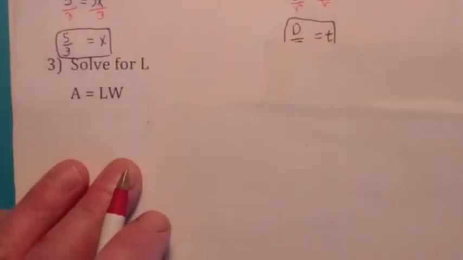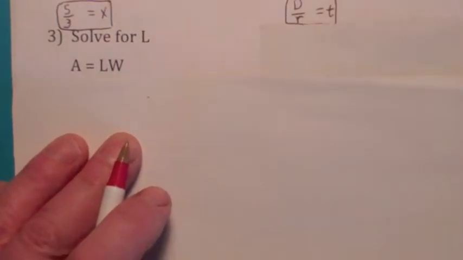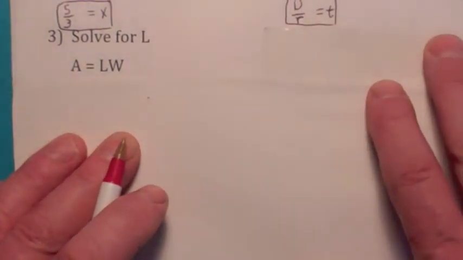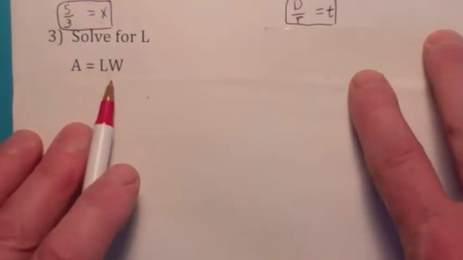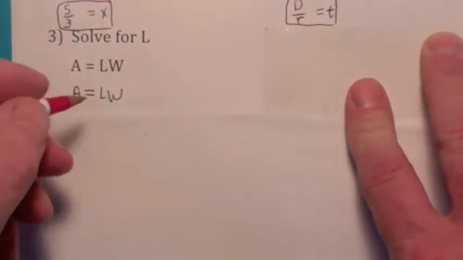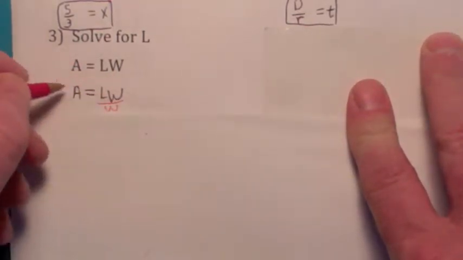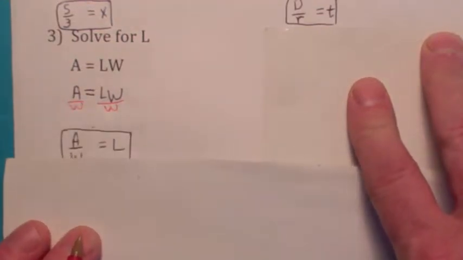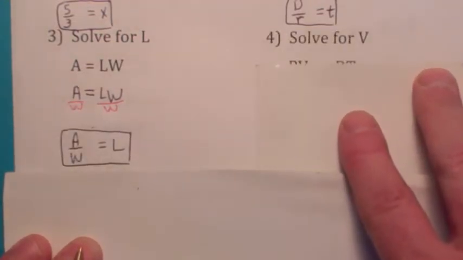This one says the area of a rectangle is the length times the width. If you want to solve that for L, the coefficient of L is W, so you just divide both sides by W, and there's your answer. L equals A over W.